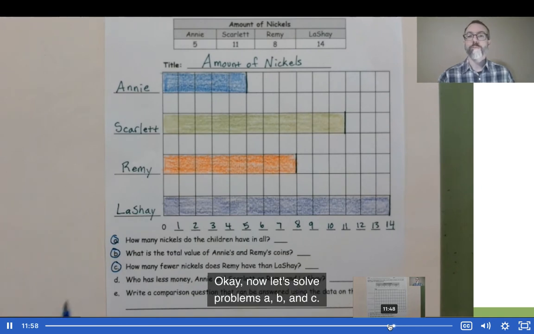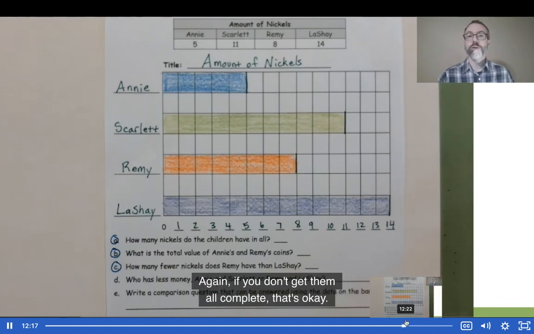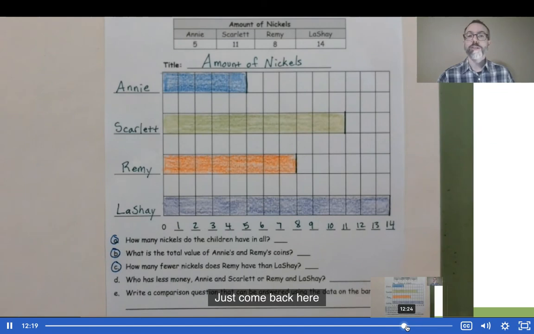Okay, now let's solve problems A, B, and C. On question B, it asks what's the total value of Annie's and Remy's coins. Remember, 1 nickel has a value of 5 cents. So I want you to press pause, do your best to solve these 3 problems, then press play when you are ready to see how I solve them. Again, if you don't get them all complete, that's okay. Just come back here and you can see your work compared to mine.